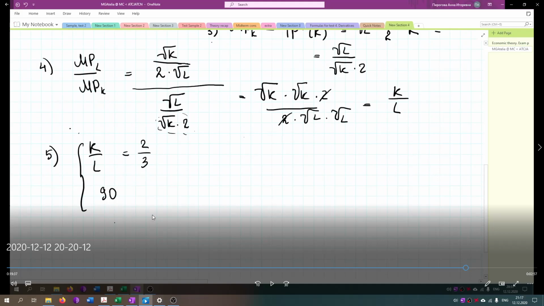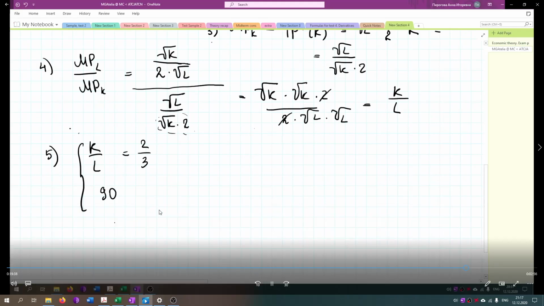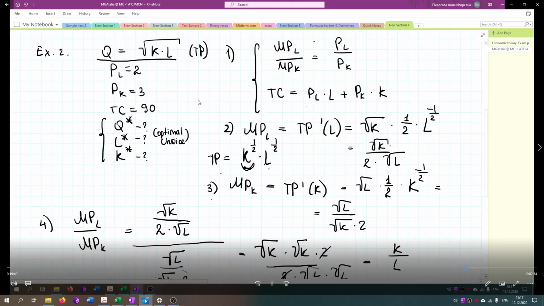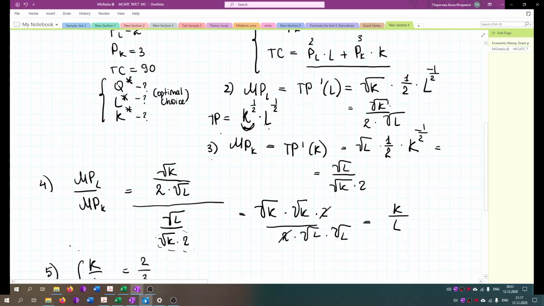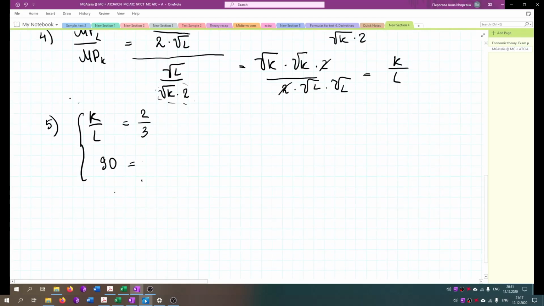And the second equation is about the total cost. So we know from the beginning that the total cost is equal to 90. So 90 is equal to pay for labor multiplied by labor plus pay for capital multiplied by capital. So we'll take 2 instead of pay for labor and 3 instead of pay for capital. So it will be 2L plus 3K, and you see it is just a linear system with 2 equations and 2 variables. So we just need to solve it. So let's do this.